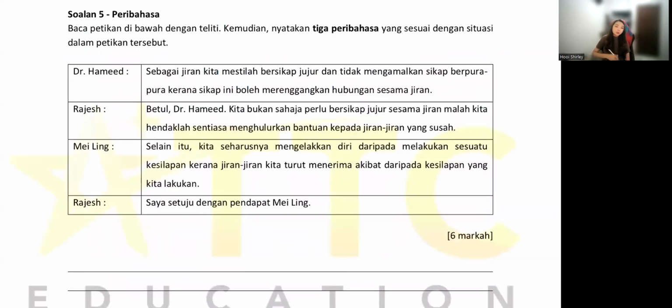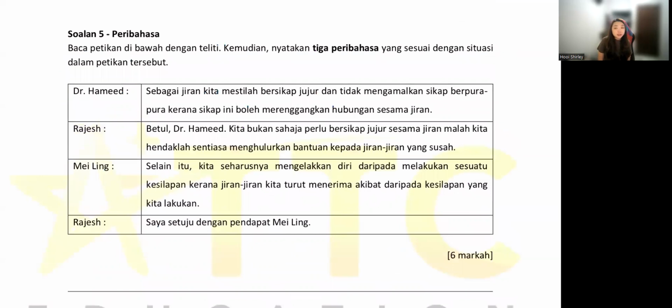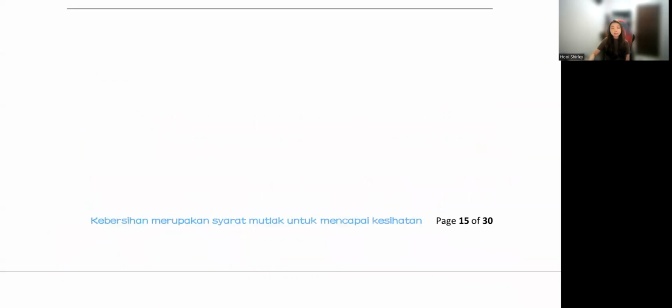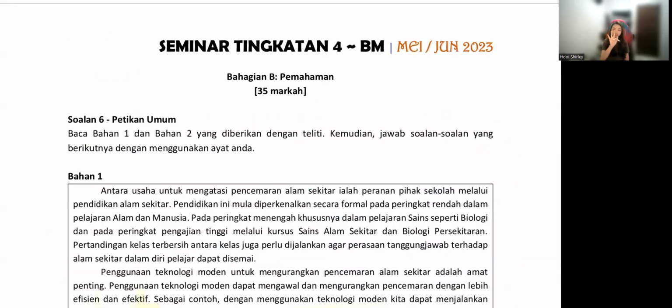Okay, for peribahasa questions, there will be peribahasa that are in the textbook. So if you want to score on this part, then you will need to refer to your textbook. Okay, whatever peribahasa is included in the textbook. For this one, it's about 6 marks. Sometimes it's 4 marks, sometimes it's 6 marks. Okay. And then the next part, bahagian B. Bahagian B is the pemahaman. So for pemahaman there are 3 questions. One is the petikan umum, the petikan moden, and then the komsas. After that is the nota.